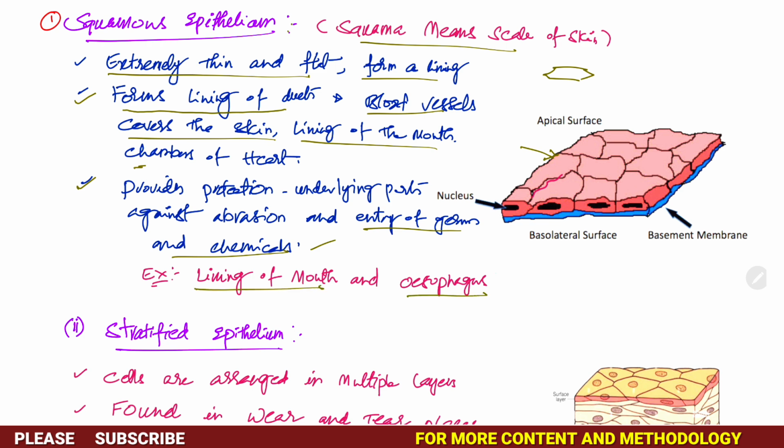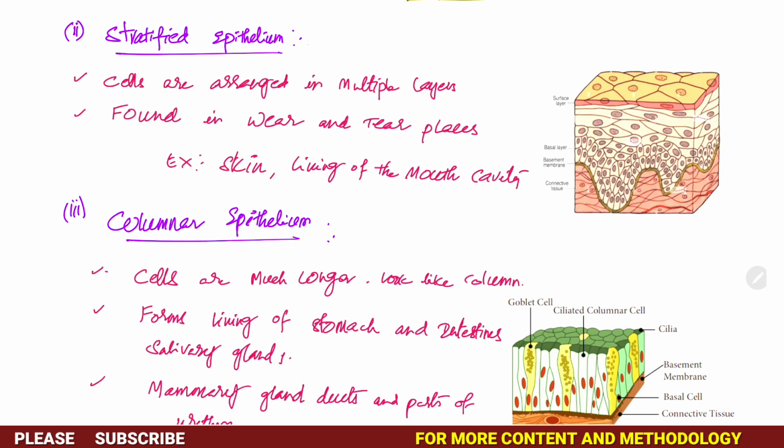The second one is stratified epithelium. Stratified epithelium is actually a compound epithelium in which cells are arranged in multiple layers. As you can see here, this is a stratified epithelium in which you can see multiple layers. Below the epithelial tissue is the connective tissue, which we will discuss later.